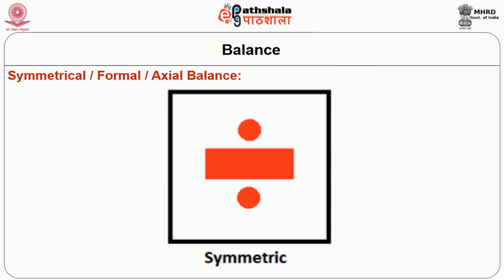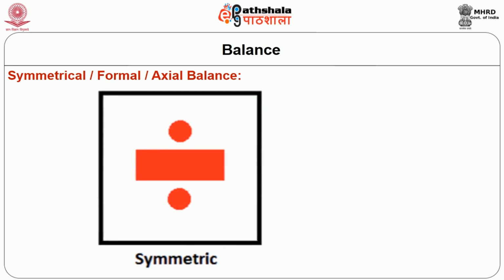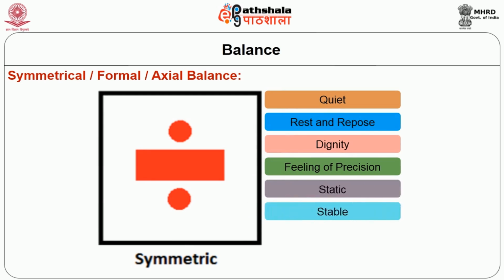Bisymmetrical balance is achieved when one side of the center of the object is the exact reverse of the other half. When the objects on either side of a center object are not identical but equal in the power of attraction, it is called obvious balance. Formal balance is also known as passive balance. The qualities indicated by formal balance are quiet, rest and repose, dignity, feeling of precision, static, stable, and it creates an air of formality.